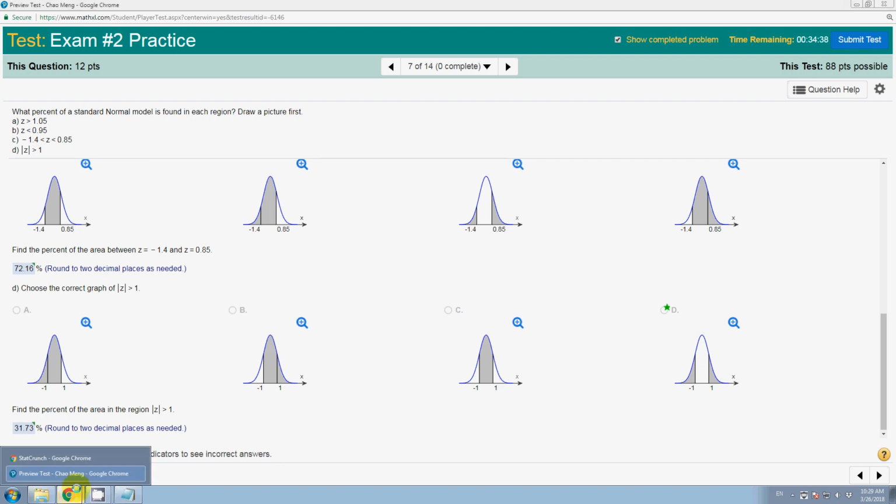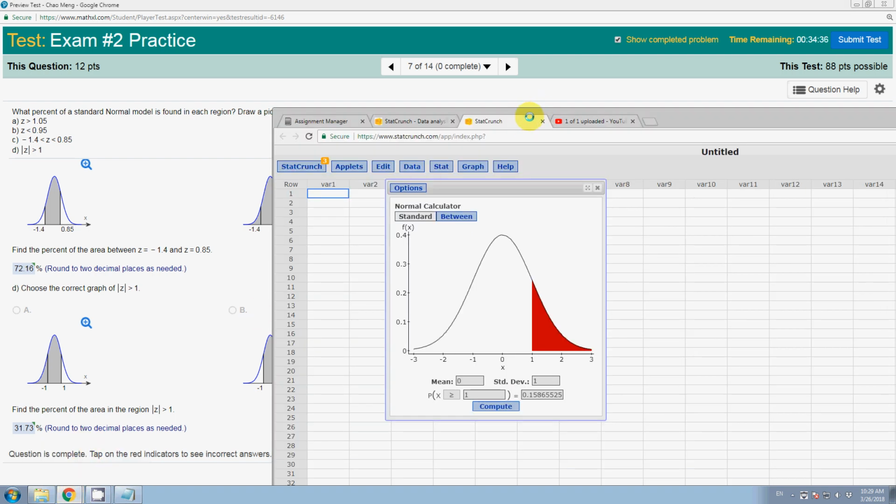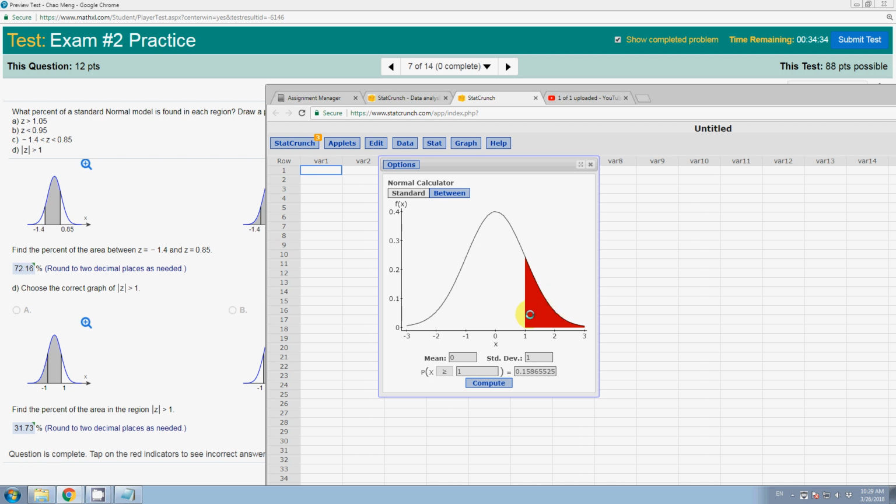And then for the probability, the one direction or the one part is 0.1586 or 87. So the other part should have the same probability. So we have to double this number to get this probability. Okay, so that's part D.